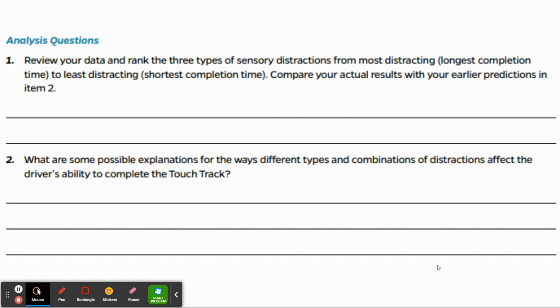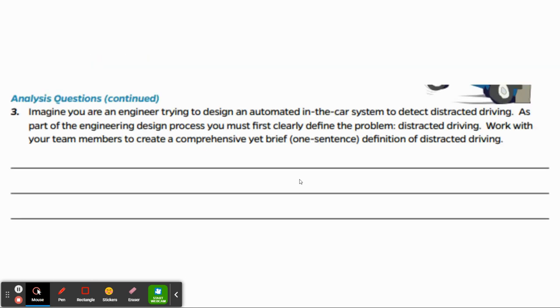So the first analysis question is: review the data, rank 3 types of sensory distractions from most distracting to least distracting, and then compare your results with your earlier predictions in item number 2, when they were trying to guess what is the most and what is the least distracting. And then analysis question number 2: what are some possible explanations for the ways different types and combinations of distractions affect the driver's ability to complete the touch track?